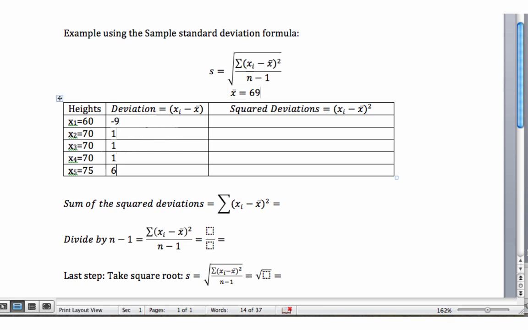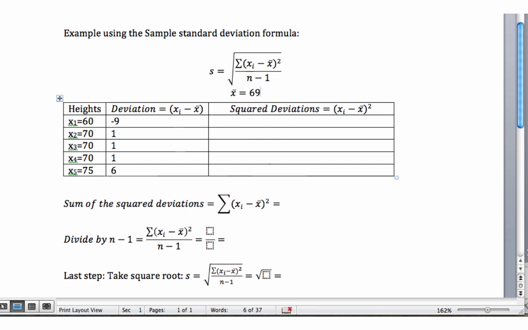Now, once again, notice, if you add up all these deviations in this column, they sum up to be 0. Negative 9 plus positive 9 here, the 6 plus 1 plus 1 is positive 9. They always add up to 0. So this sum of deviations isn't giving us a good measure of spread. So what we have to do is square the deviations so that they don't cancel each other out. So for the third column here, we start squaring all the deviations. So you take all these numbers in the deviation column and square them.